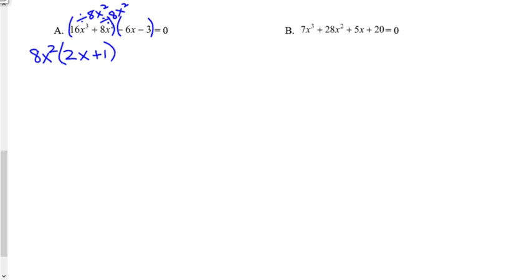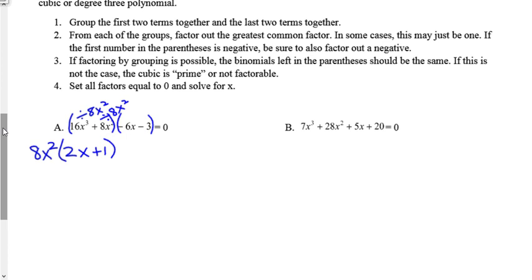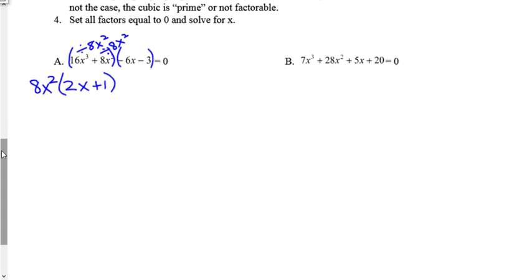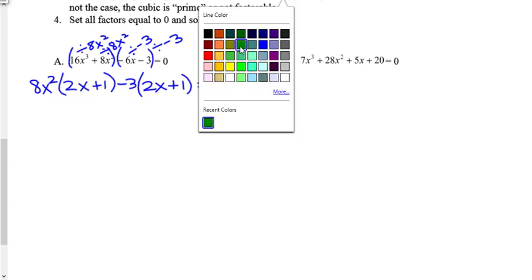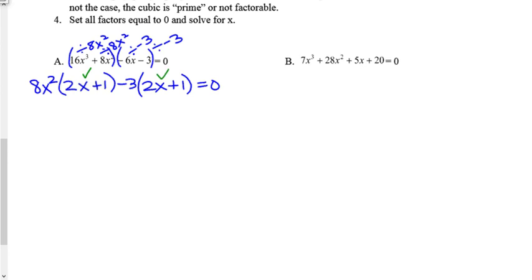Then in the second one, if you look back up at step 2, where it says if the first number in the parentheses is negative, be sure to also factor out a negative. So that's the case here in A. I have to factor out a negative because that 6 is negative. I can also factor out a 3. I'll factor out a negative 3. So I'm dividing this by negative 3 and this by negative 3. I am left with a positive 2x plus 1. And hey, look, I did that correctly because 2x plus 1 and 2x plus 1 are the exact same thing.